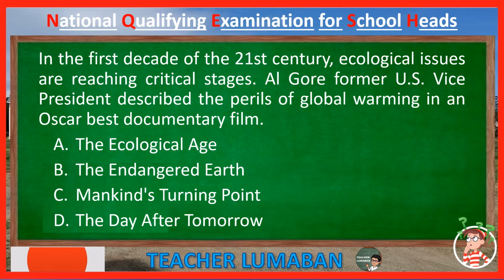Choose the suitable answer based on the given choices in 5 seconds. 5, 4, 3, 2, 1. The correct answer is letter A, the ecological age. The ecological age is in the first decade of the 21st century. Ecological issues are reaching critical stages. Al Gore, former U.S. Vice President, described the perils of global warming in an Oscar Best documentary film.